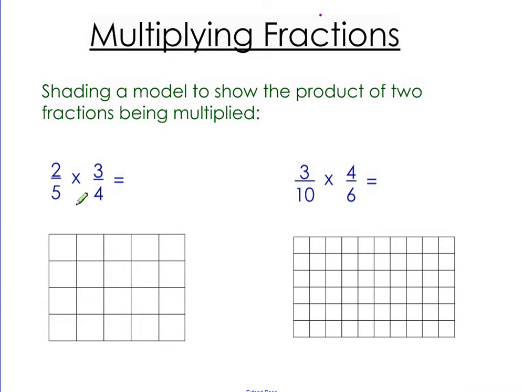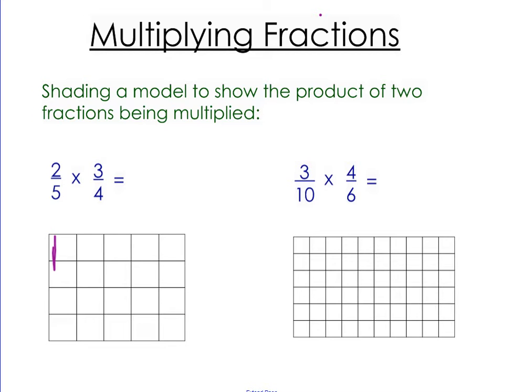Since 5 is our denominator here and 4 is our denominator here, the 5 in 2/5 will indicate that we're going to need to go across with these 5 columns. The 3/4, with 4 being the denominator, will indicate that we need these 4 rows here. So first we're going to show 2/5. Since there are 5 columns, we're going to need to shade 2 out of the 5.